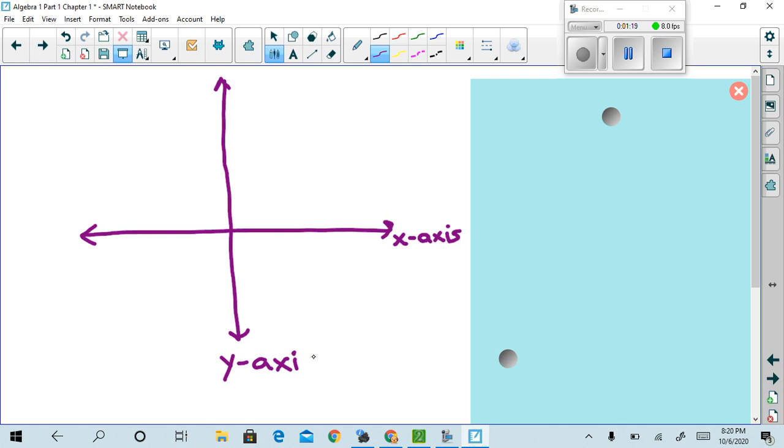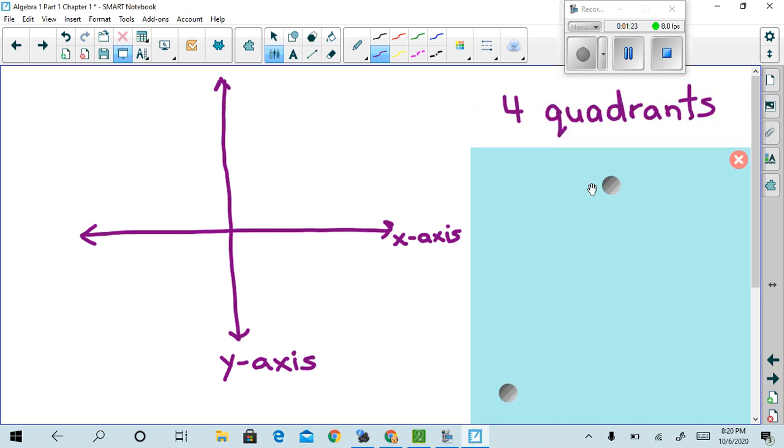If you noticed, when I drew these two lines, it created 4 quadrants, and we'll label them using Roman numerals 1, 2, 3, and 4 in a counterclockwise manner. Those will then help us locate points. What quadrant will I find a point in?